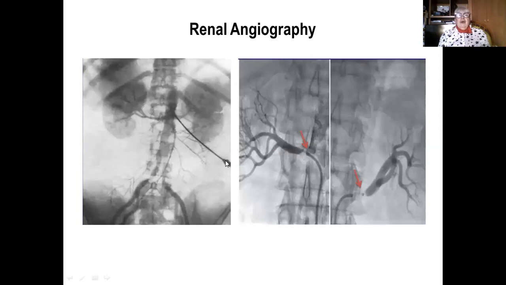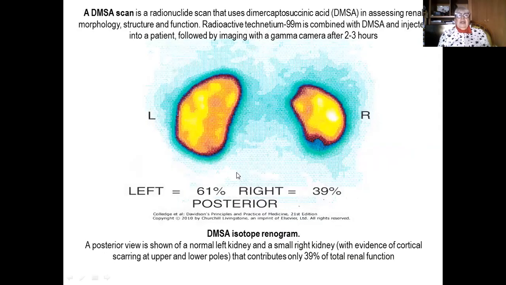So, renal angiography, and next I want to stress the isotope renogram. As you see here, the right kidney has reduced function, only 40%, as against the left one, which shows satisfactory function at 60%, in the posterior view.